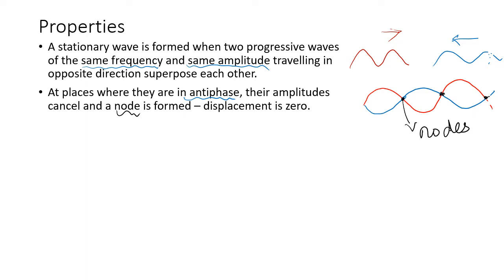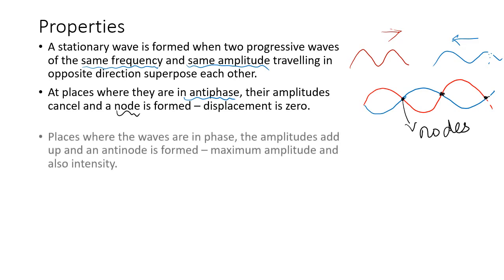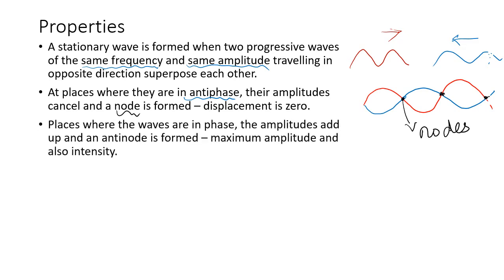The amplitudes of the waves that are mixing will cancel each other at those places. Why do they cancel each other? Because they are in anti-phase. Then at places where they are in phase, the amplitudes add up and you get the maximum amplitude. Those regions are called antinodes. So antinodes are regions of maximum amplitude and nodes are regions of minimum or zero amplitude.